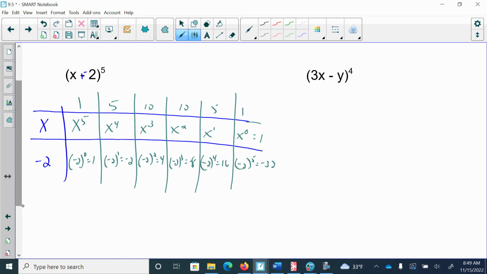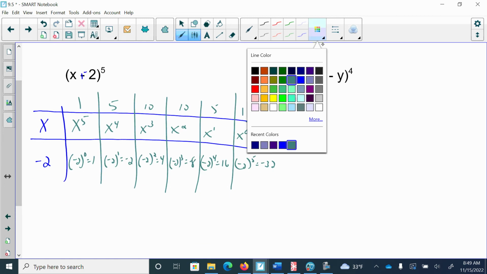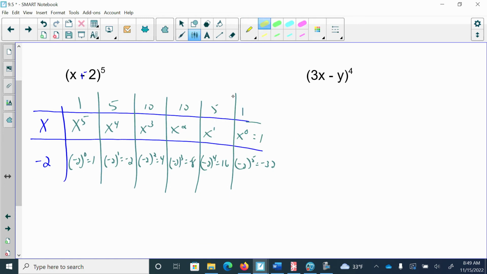Now I'm going to multiply. Do not forget the coefficients. That's why I'm making this video. So I'm going to do this here, and I'm just going to color code. Can I color code? I can color code. Let's color code all at once.